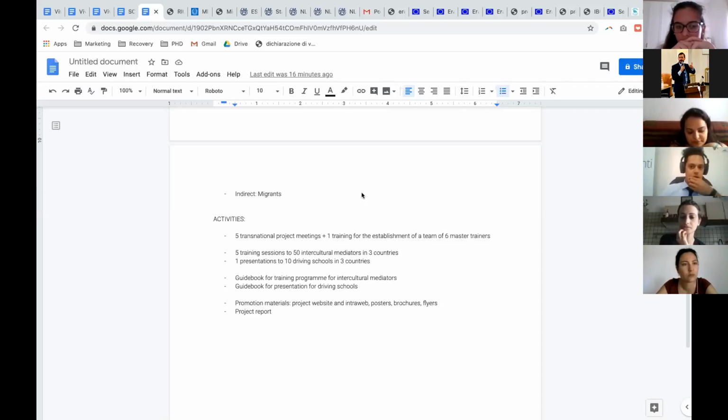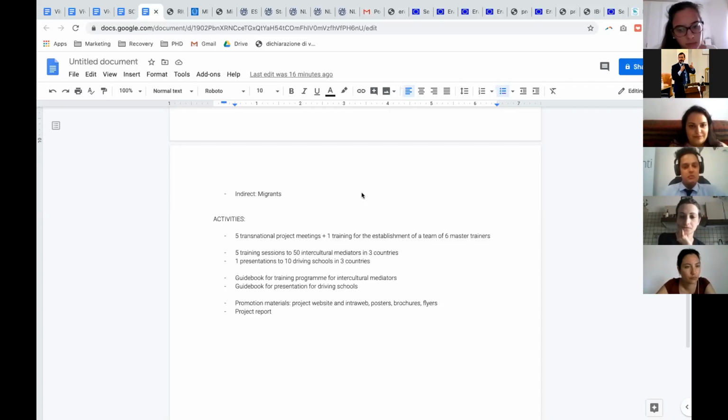Terminology is important, and sometimes it can be pointed out when it's used in a way that is too general. I got what you were saying while explaining the project, about which kind of migrants you were referring to, but there is proper terminology that the Commission wants to read in these phases.